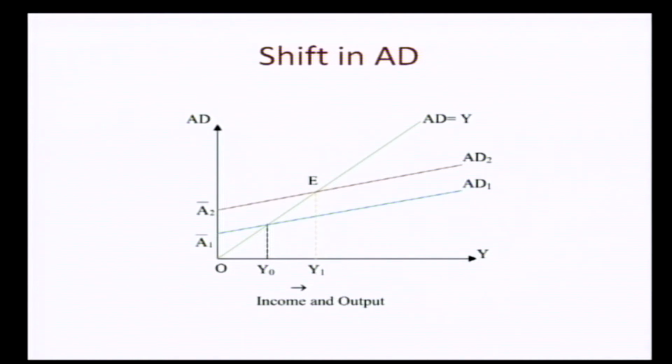In that case, what happens is that at y0, the initial level of output, the economy is not at equilibrium anymore. The demand is more than the supply. So this will provide incentives to the businesses and the output will increase to y1, that is where the intersection of AD2 and the green line takes place. So whenever there is a shift in the aggregate demand curve, in that case the output will increase.